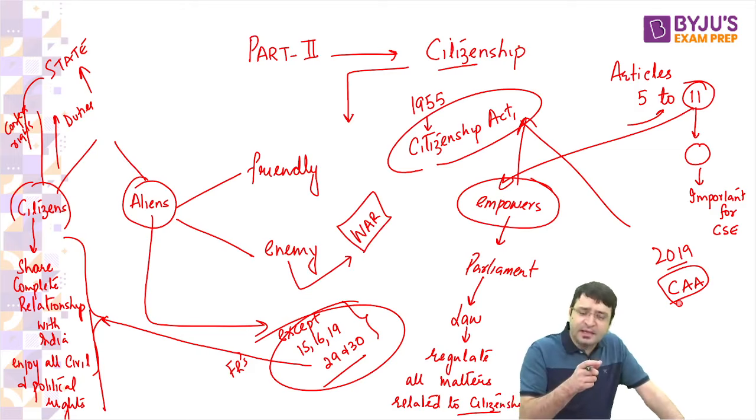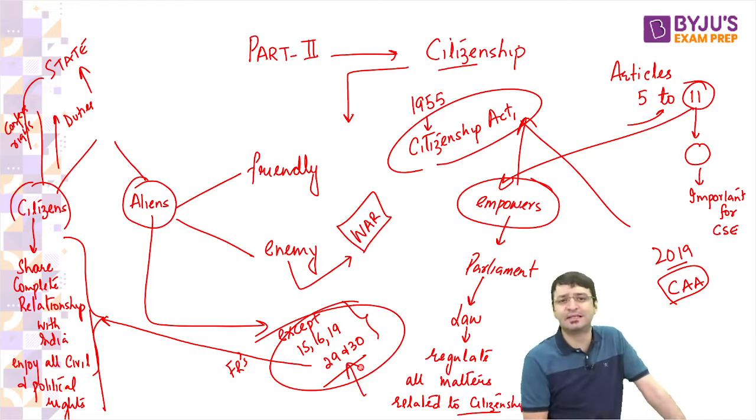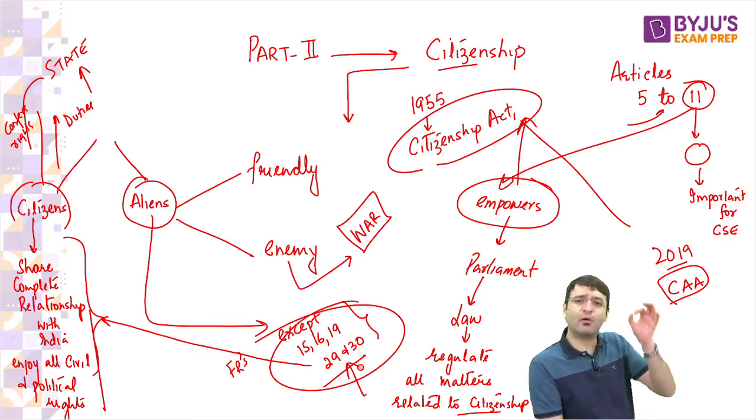And these aliens do not enjoy all fundamental rights. They do not enjoy Articles 15, 16, 19, 29, and 30. But citizens, they enjoy all civil and political rights.